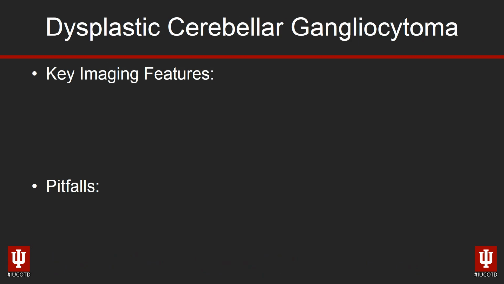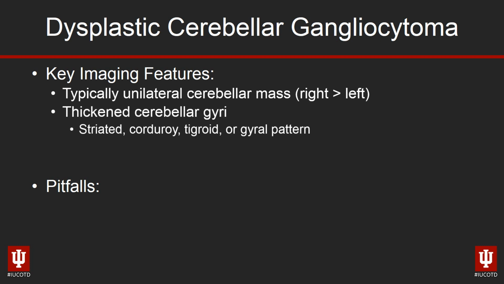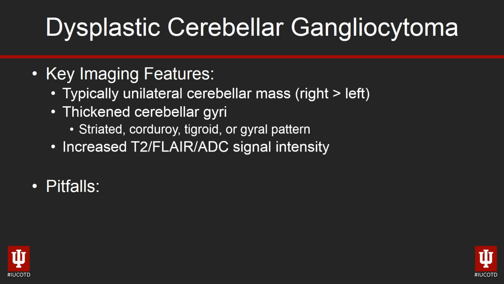Okay, so let's wrap this up. Dysplastic cerebellar gangliocytomas, things that you need to know as an imager. These are typically unilateral cerebellar masses. For some strange reason, they're more common on the right than on the left. And they have a characteristic appearance of thickened cerebellar gyri. We talked about the terminology that's been thrown at these: striated, corduroy, tigroid, or gyral pattern of that thickened cerebellar gyri, that bright signal intensity stuff.